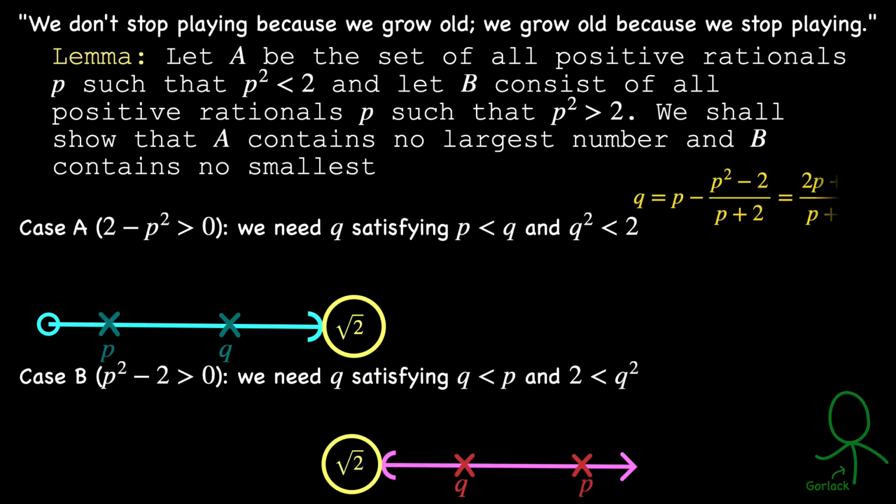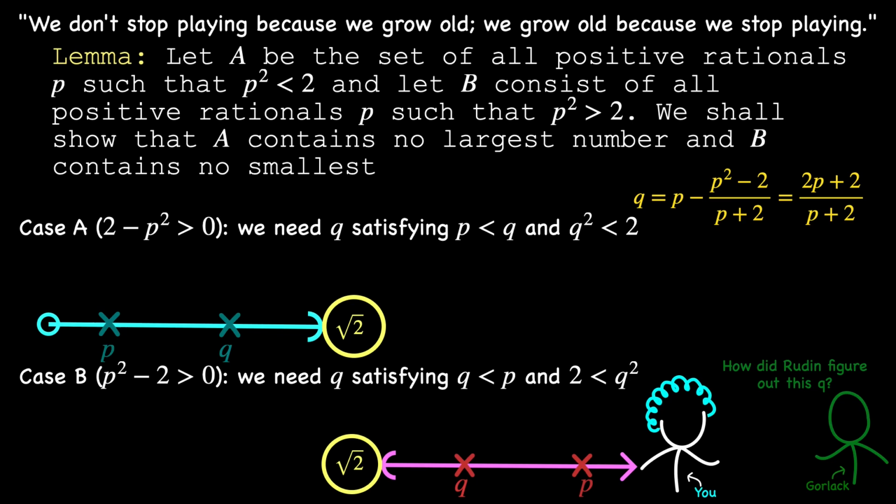Rudin throws a fancy formula our way for this mysterious q. It involves some jiggling with our original fraction p and some pluses and minuses. Don't fret, we don't need to memorize such a formula. What matters is whether this formula actually delivers a q that gets us closer to our target.